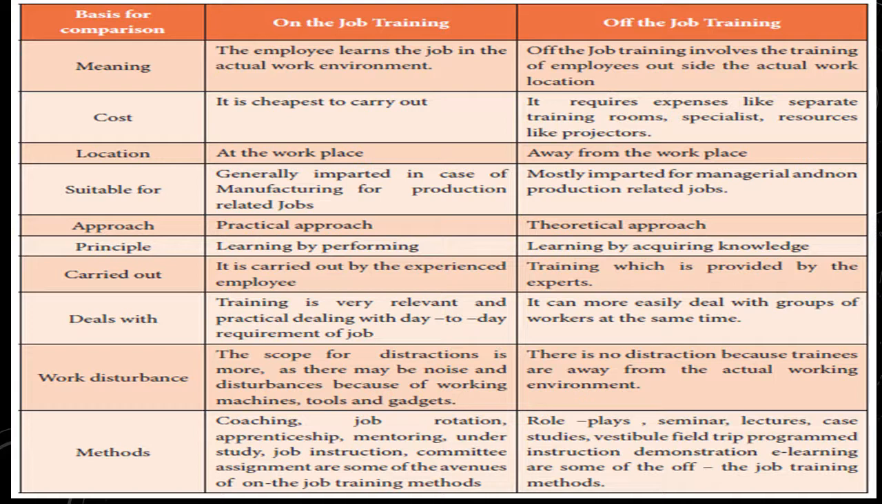See the cost. It is cheapest. Here, since it requires expenses like separate training rooms and specialist resources like projectors, it is expensive. Location: at the workplace. Here it is away from the workplace. And what it is suitable for: generally imparted in manufacturing for production related jobs, that is unskilled labor. Here it is mostly imparted for managerial and non-production related jobs, that is skilled people.